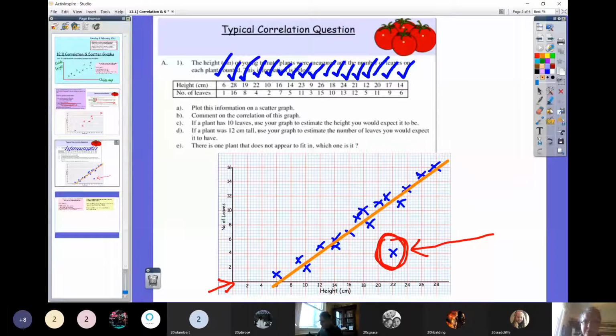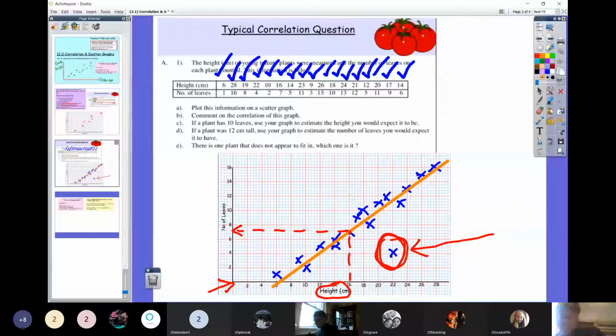Now, once I've got this line of best fit, that orange line is called a line of best fit, I can then use it to answer questions. So the question might be, using your line of best fit, how many leaves would you expect a tomato plant to have if it's 16 centimeters high? So I would go to 16 centimeters high. I would go up and hit my line of best fit, and I would see how many leaves I expect it to have, and it would be about 7.